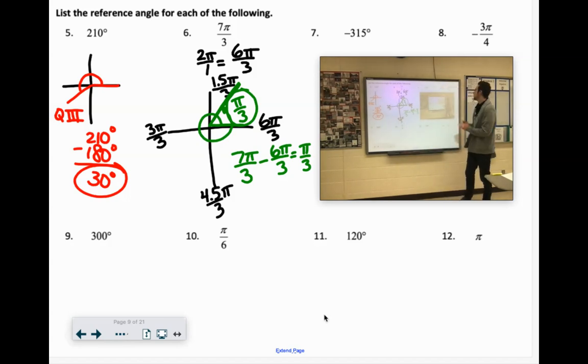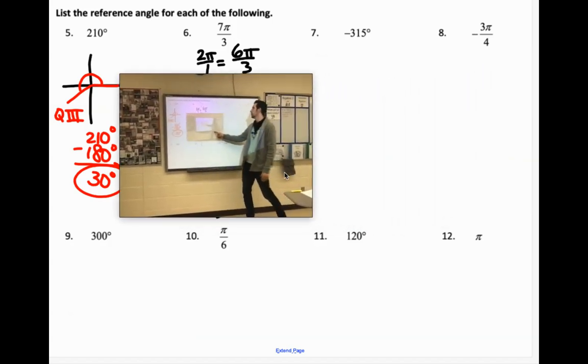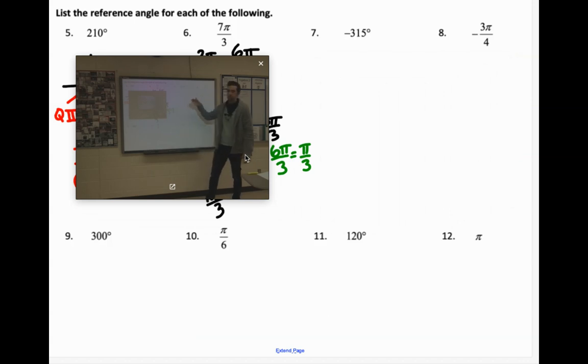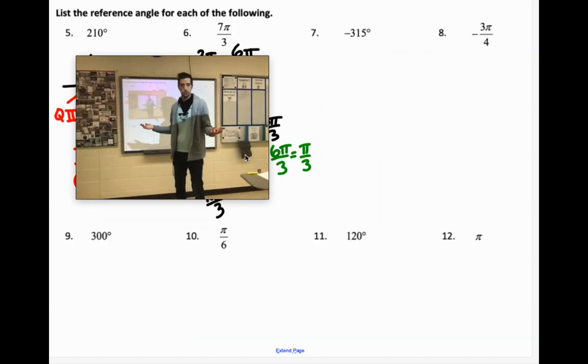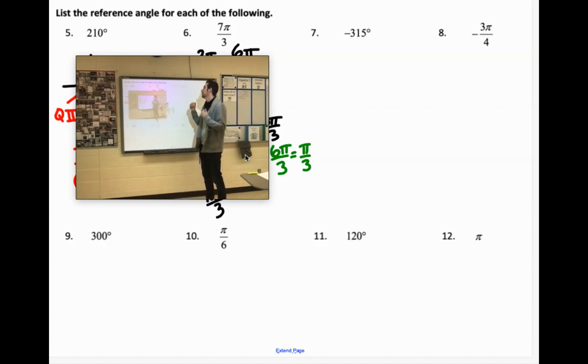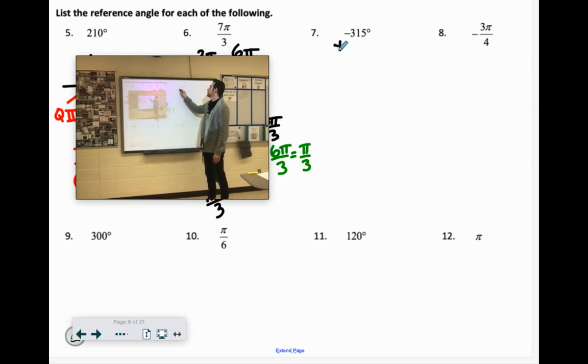All right, let's try 7. We'll try 7, 8, and then 12. So 7, negative 315. Again, you can choose any coterminal angle to mess with. So if I was doing this problem, I would find a positive coterminal angle that I'm familiar with. So I would add a full rotation, plus 360 degrees.